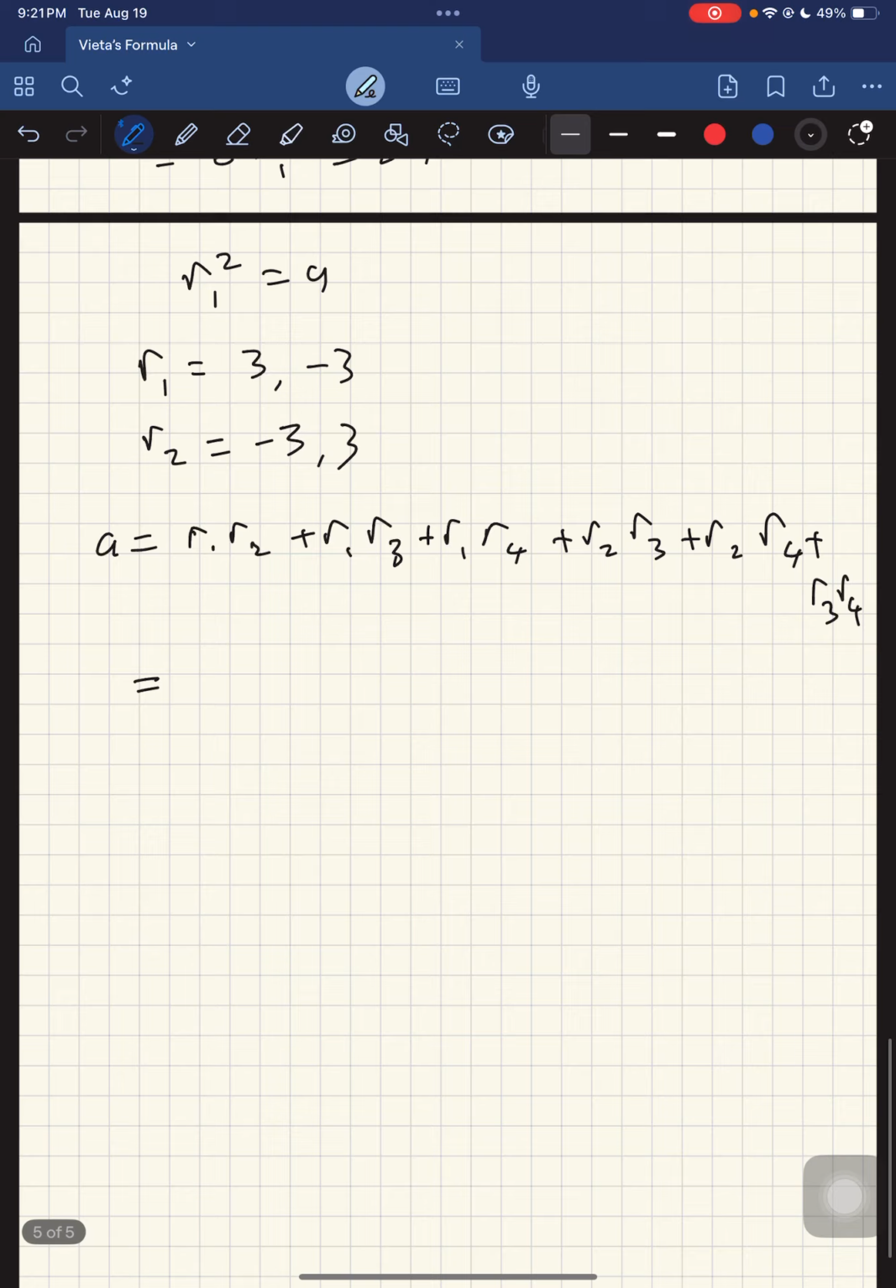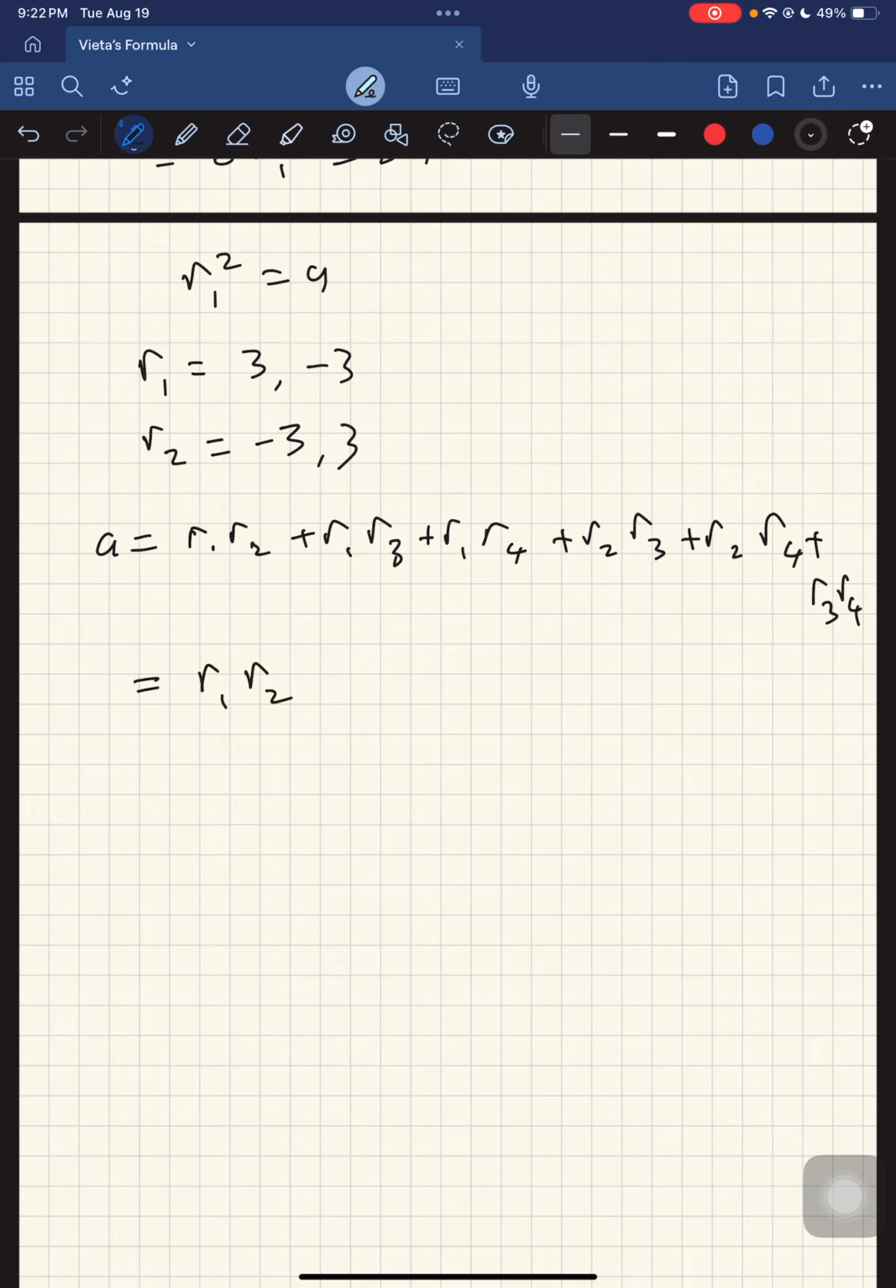It's going to be equal to negative 9 plus, first we need to note that it doesn't really matter which value of 3 or negative 3 we choose for R1, because we can simply choose R2 to be the opposite value of it. And if we look at the sum over here, we can rewrite this expression so that it looks like this.